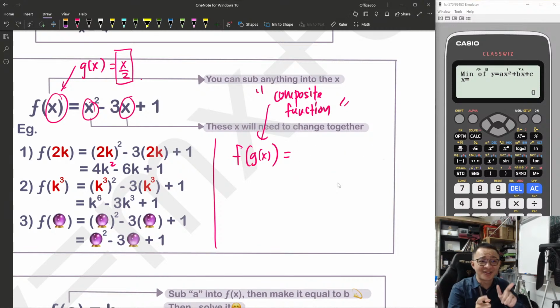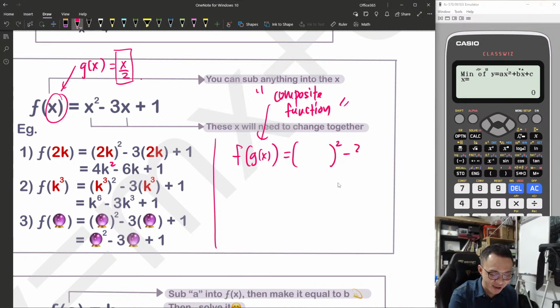So normally I will do like this. When I have the x, I need to sub the g(x) into it already. So the equation is x squared minus 3x plus 1. Then whatever x, I will just put it as an empty bracket: ( ) squared minus 3( ) plus 1. Then only I ask myself, what is g(x)? g(x) is x over 2, isn't it? Then sub into the bracket.